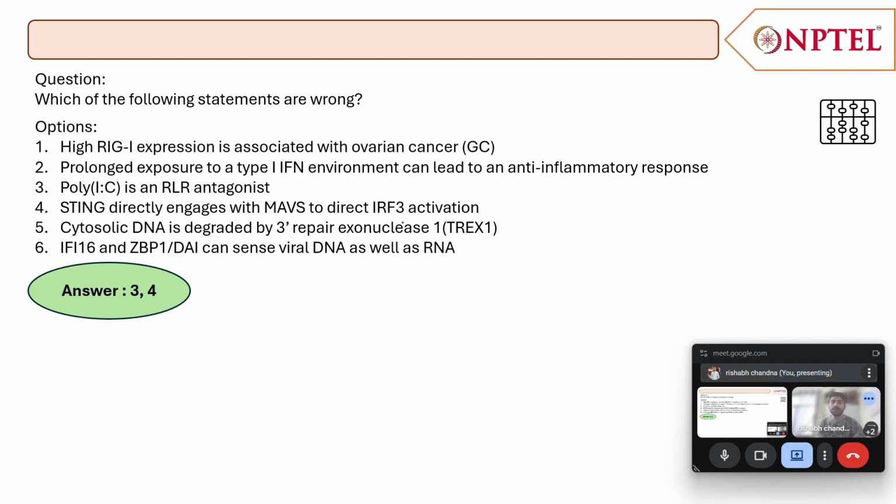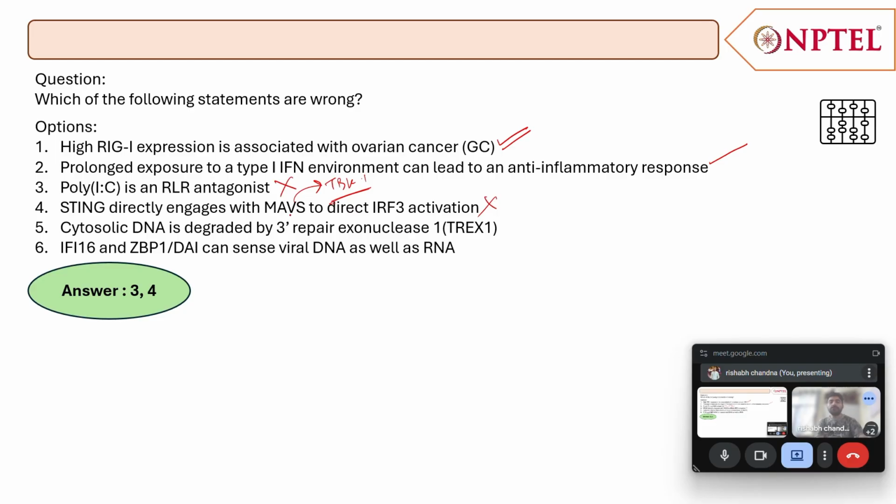High RIG1 expression is associated with ovarian cancer. Yes, we have studied this. Then prolonged exposure to a type 1 interferon environment can lead to an anti-inflammatory response. Okay, yes, this is also correct. Poly-IC is an RLR antagonist. No, it is an agonist of RLR. So this is wrong. STING directly engages with MAVS to direct IRF3 activation. No, it engages with which one? TBK1. Okay, so to direct IRF3 activation.